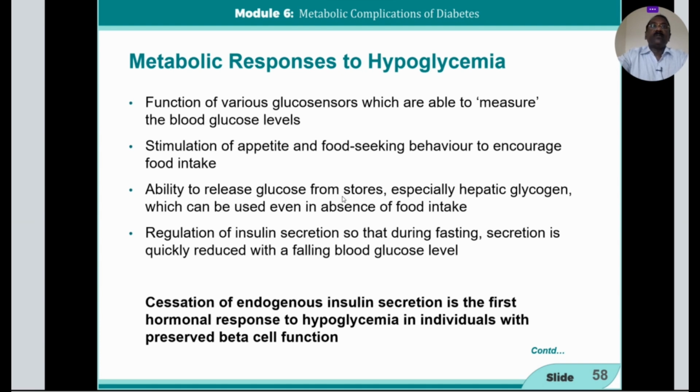So when the fellow is in hypoglycemia, in physiology, what is the first response? Stop insulin release from the beta cells. The signals will go to the beta cells: don't stimulate beta cells to release insulin. Already the patient is in hypoglycemia, so if the insulin is more, what will happen to the hypoglycemia? Much worsening of the hypoglycemia. So that is the first thing.